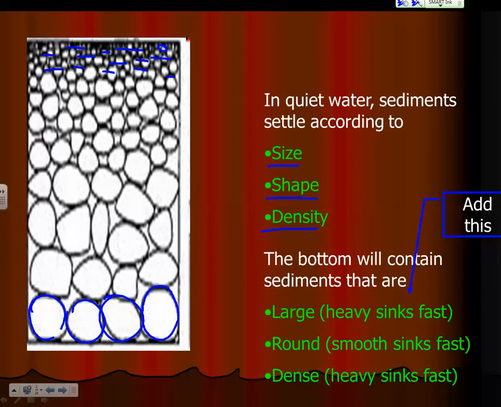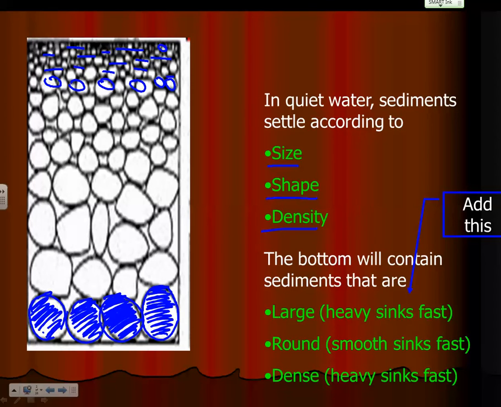Third factor, density. Now, I don't have any way to show that in this picture, but just imagine if you dropped a handful of sediments into a tube of quiet water, the ones that are the most dense are the heaviest and would probably settle to the bottom much quicker than particles that are not quite as dense up on top. So density also is a big factor in terms of depositing sediments and sorting.